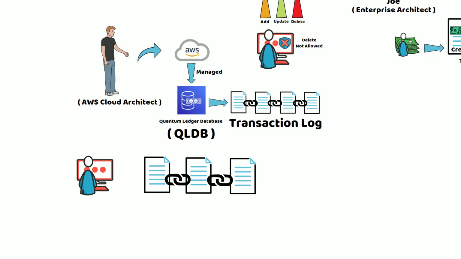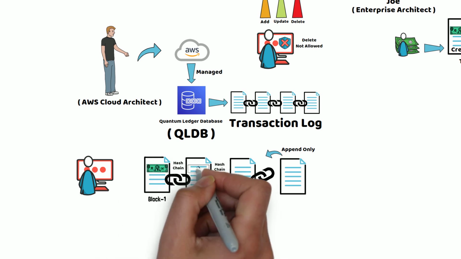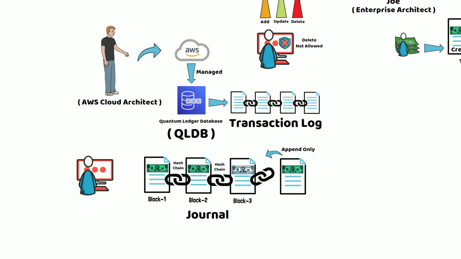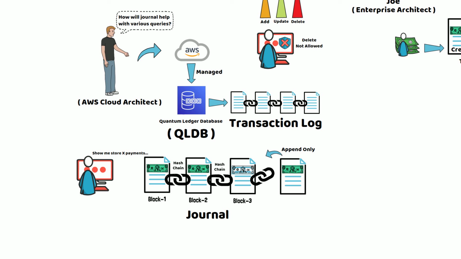When Joe started experimenting with QLDB, he found that QLDB uses an immutable transactional log known as a journal. The journal is append-only and is composed of a sequenced and hash-chained set of blocks that contain your committed data. However, Joe started wondering how this journal will help with all the queries his application needed to make.